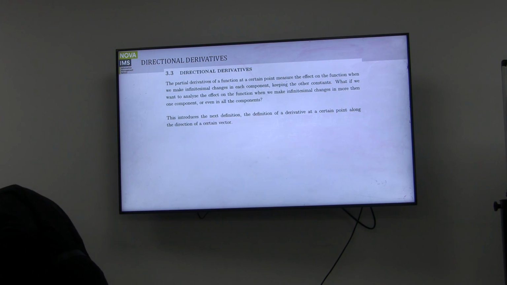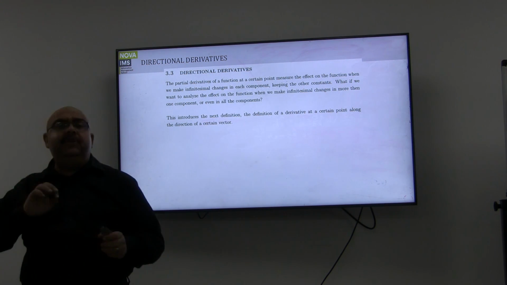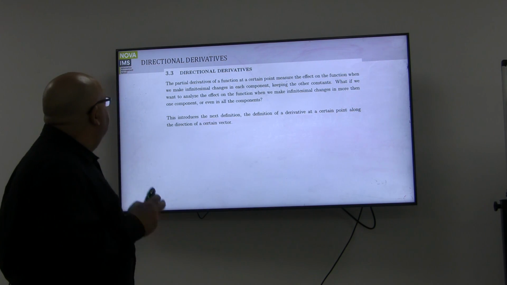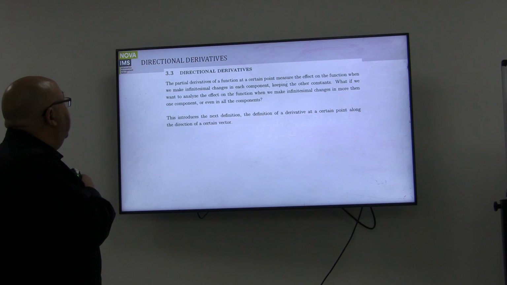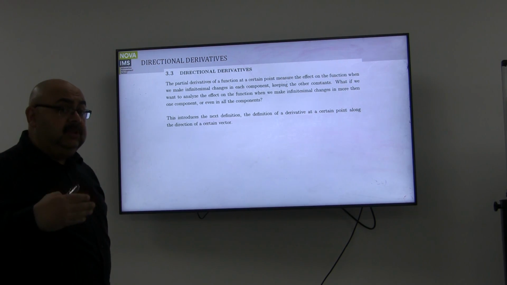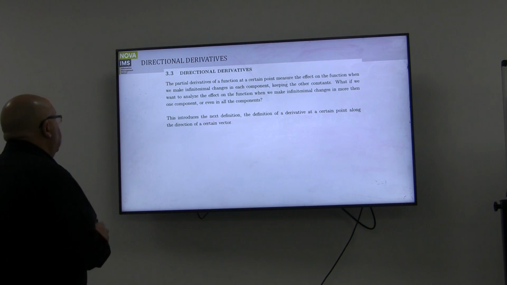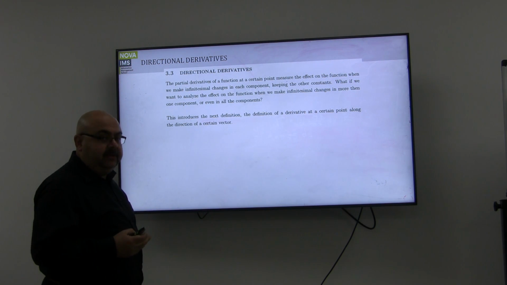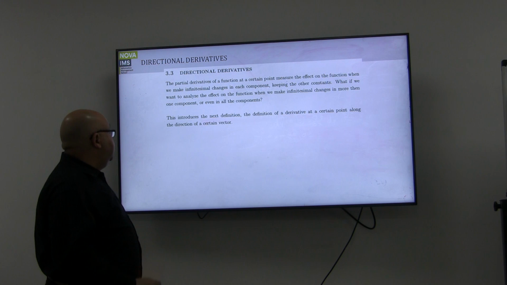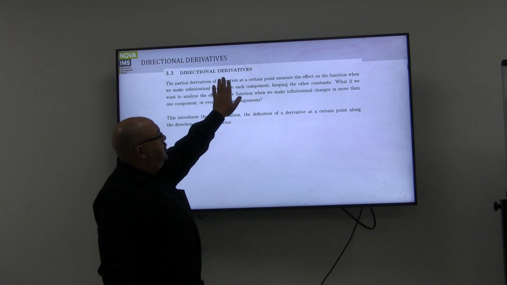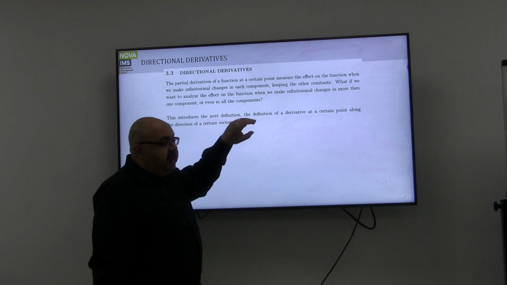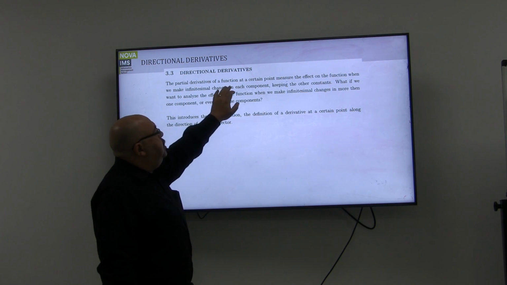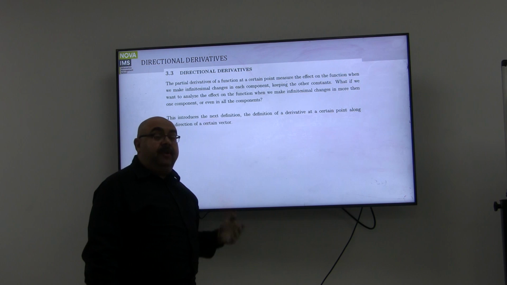And this is one of the important topics that we can deal with. In this topic, or how to find the directional derivative, we will see this through the coming slides. But before going further, I want you to know why we are doing this. So this paragraph states that the partial derivatives of a function at a certain point measure the effect on the function when we make infinitesimal change in each component, keeping the other constants.